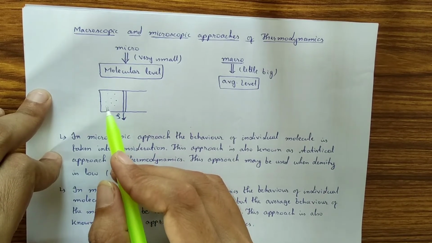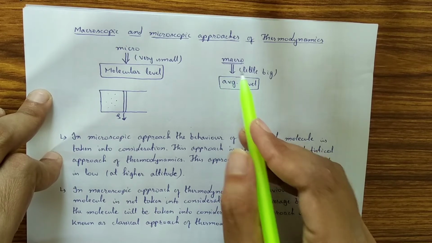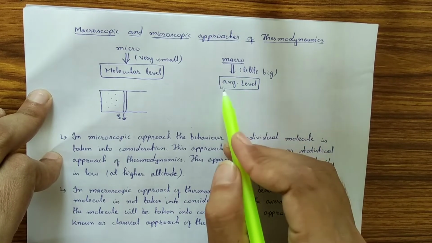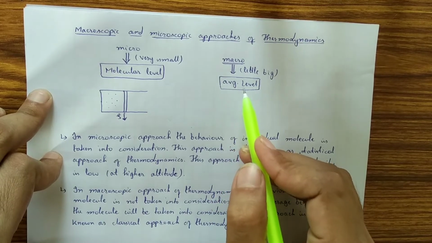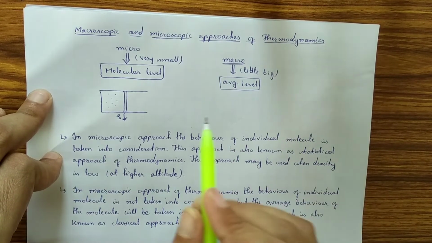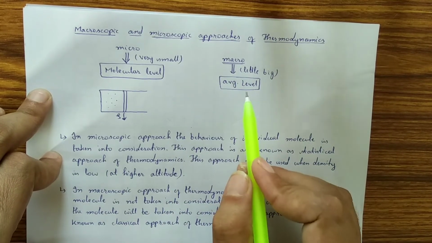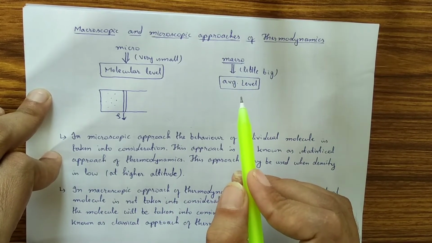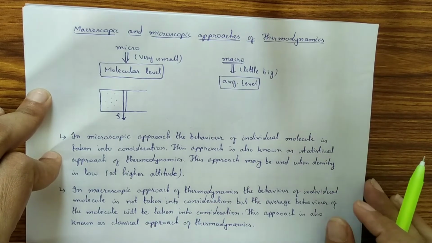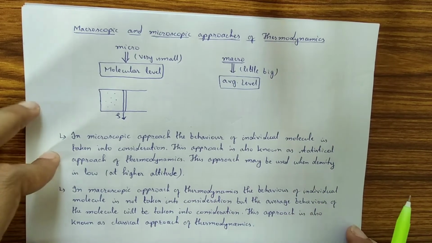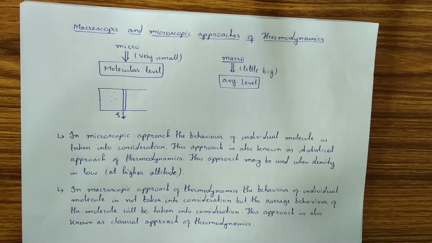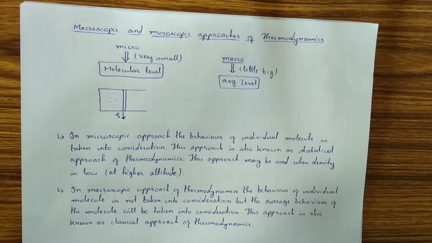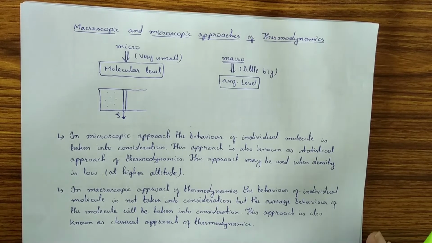As we go for macroscopic, macro means a little big, that is average level. So in the macroscopic approach of thermodynamics, the behavior of individual molecules is not taken into consideration, but the average behavior of the molecules is taken into consideration. This approach is also called the classical approach of thermodynamics. So in the microscopic approach, individual molecule behavior is taken into consideration, but in the macroscopic approach, the average behavior of the molecules is taken into consideration.